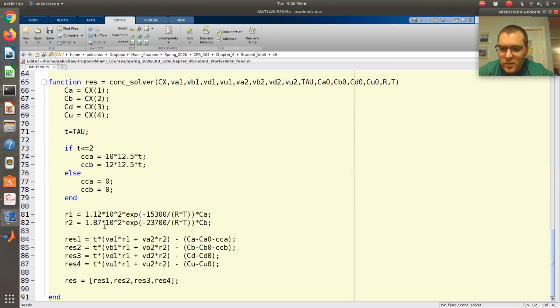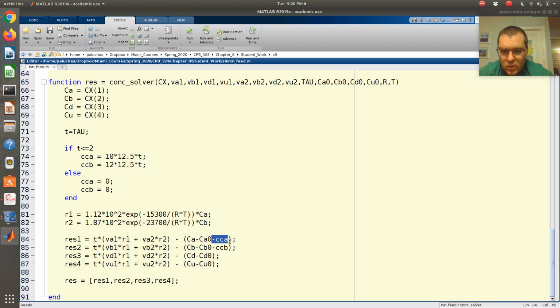Okay, mole balance design equation as we had it in the last problem. So this is tau times stoichiometric coefficient in reaction 1 times my general rate expression for reaction 1 plus stoichiometric coefficient in reaction 2 times R2. That's fine. Minus should be CA minus CA naught, right? So I don't know what this is. Okay.